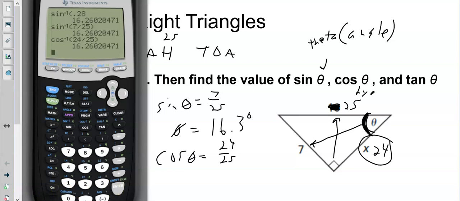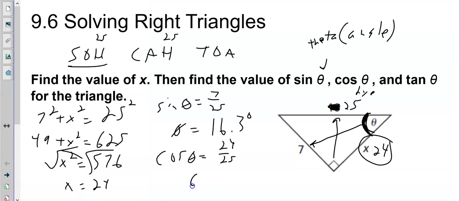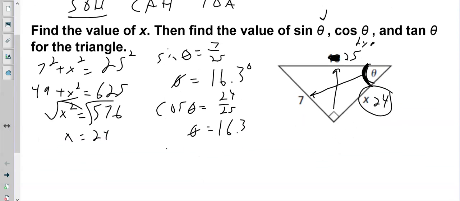Now, why do we get the same answer? Because we're talking about the same angle. So theta is obviously 16.3 degrees, but I'm just showing you how you could get it using any of the combinations. So TOA, tangent, you already know what the answer is going to be.